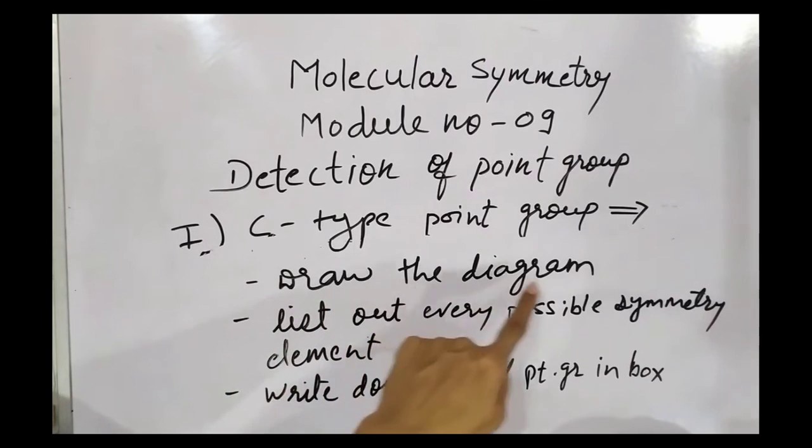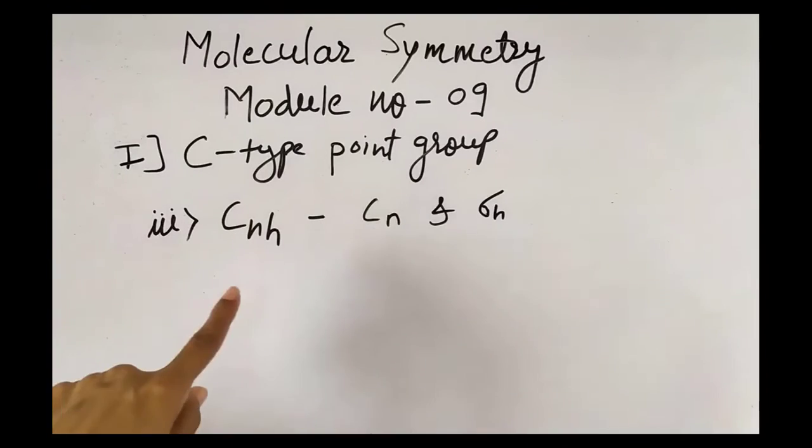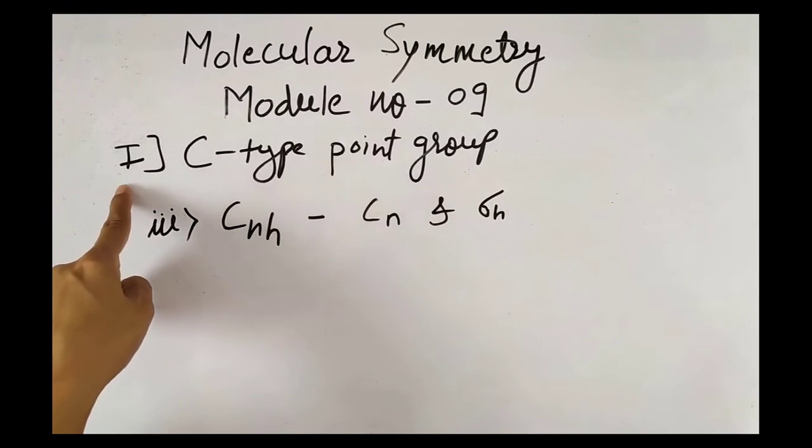Draw the diagram of a given molecule, list out every possible symmetry element present in that molecule, and according to the symmetry elements present, find out the final point group and write it down. The third type of point group is CNH from the first group.